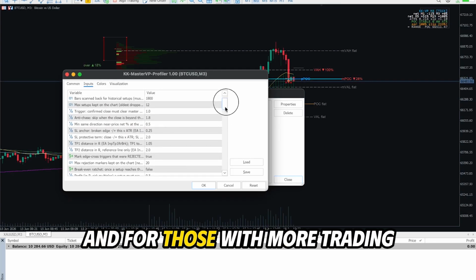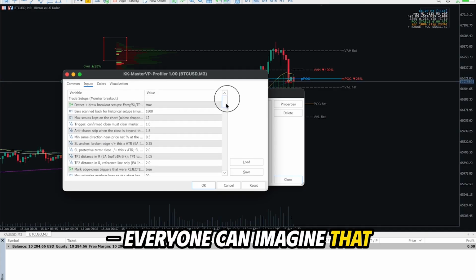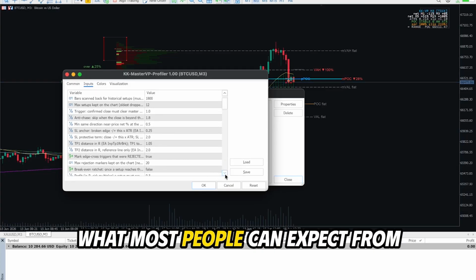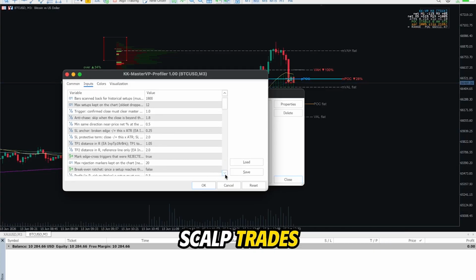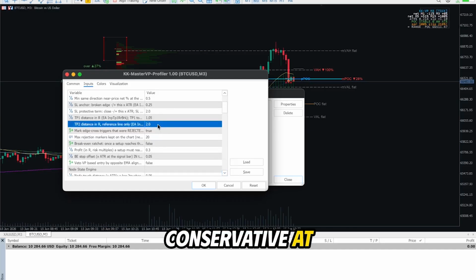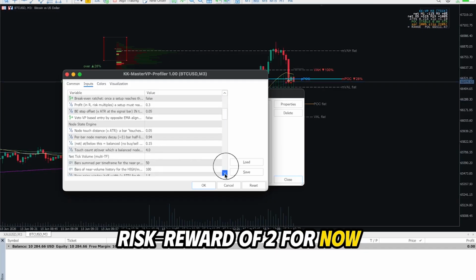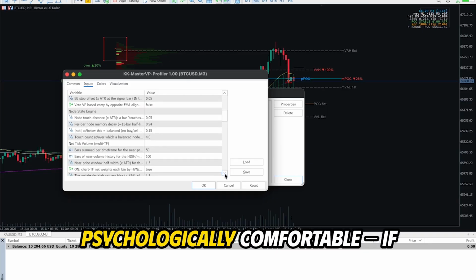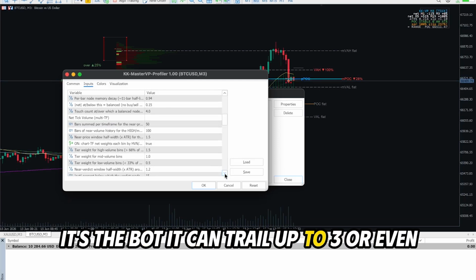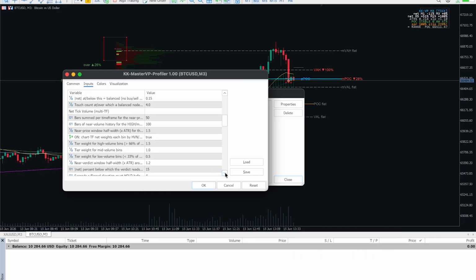For those with more training, everyone can imagine that 2, 2.5 or 3 is quite high compared to what most people can expect from scalp trades. Right now, I'm keeping it fairly conservative, a risk-reward of 2 for now, just to keep it psychologically comfortable. If it's the bot, it can trail up to 3 or even up to 6 or 8 on those 1000 pip breakout trades.